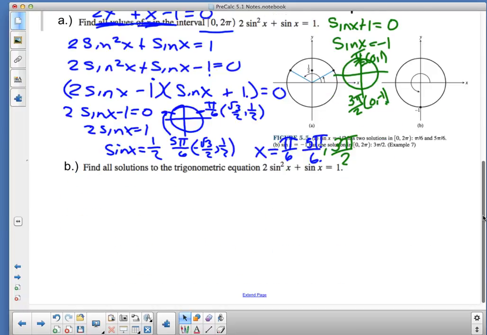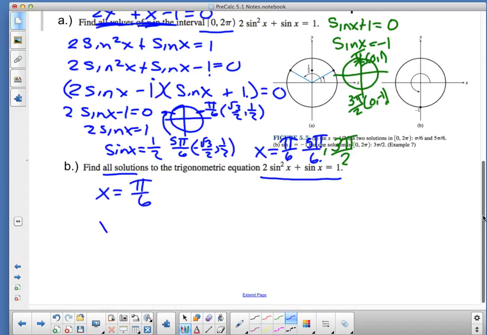Now let's answer question B here. Find all solutions to the trigonometric equation. Well, it's the same question. Right now, I know that x is pi over 6, and x is 5 pi over 6. And I also, from the other side, I'm just going to put it in a different color the way I did it, 3 pi over 2.